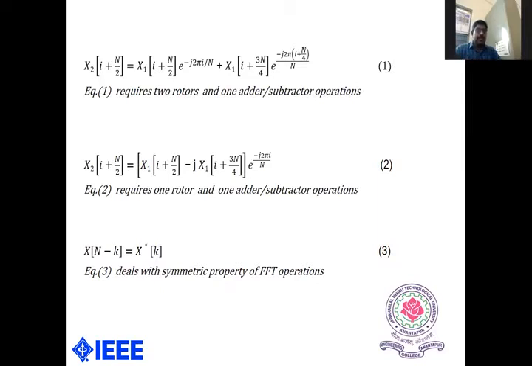Equation 1 is a typical operation of butterfly. In a typical butterfly operation, we need 2 rotors and 1 adder or subtractor. By modifying it in equation 2, we need only 1 rotor operation and 1 butterfly operation. So in order to reduce area and power, the hardware components utilized should be reduced. Equation 2 satisfies our requirement, and equation 3 reduces the number of operations because of the symmetric property.